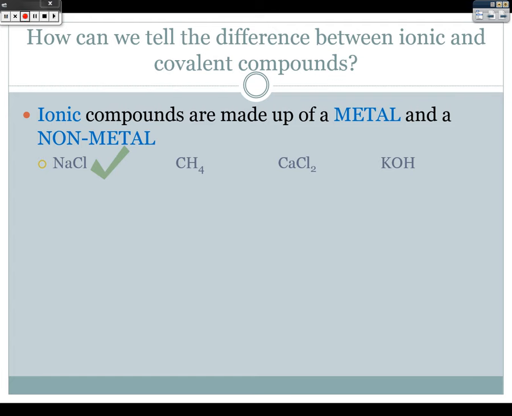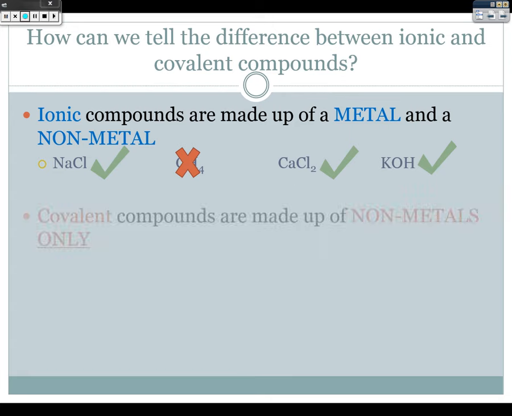What about CH4 or carbon tetrahydride? Is that an ionic compound, a metal and a non-metal? The answer is no. Both carbon and hydrogen are non-metals. Even though hydrogen is found in group 1, it is kind of one of those floaters and it is technically a non-metal. Calcium chloride would be an ionic compound because calcium is found in group 2. And potassium hydroxide, is that an ionic compound containing a metal and a non-metal? Indeed, yes it does. Potassium is also found in group 1.